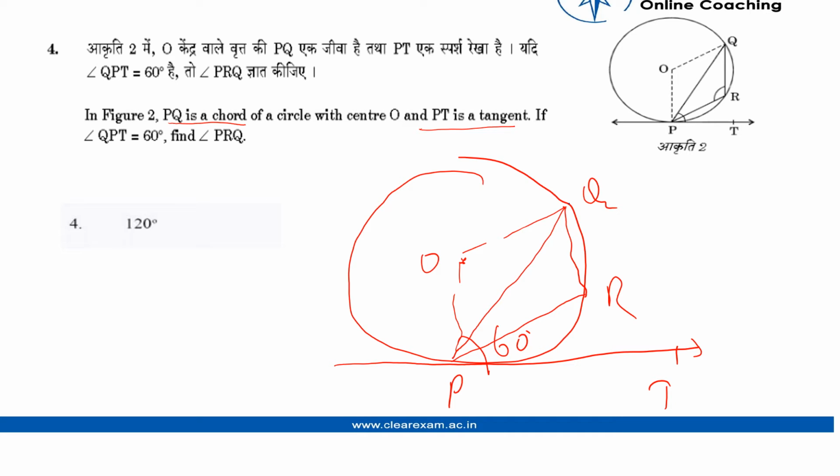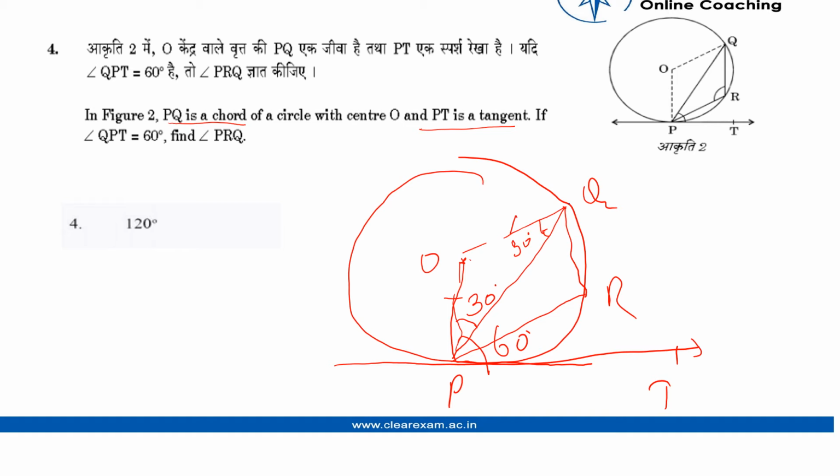So first of all, this is 60 degrees, and this is the angle between the radius and the tangent, so this angle will be 30 degrees. Here OP is equal to OQ, so it is an isosceles triangle. So this is 30 degrees, and this is also 30 degrees.